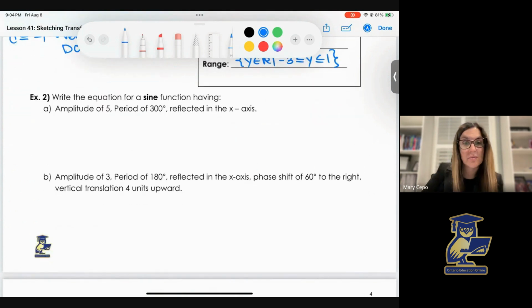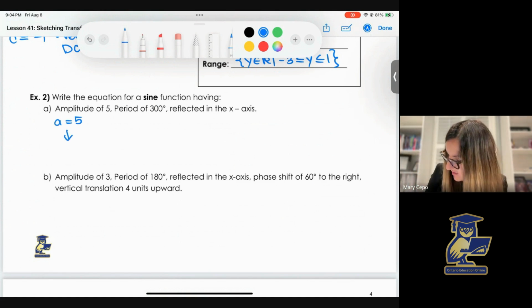Okay, looking at example 2, we have write the equation for a sine function having an amplitude of 5. So we know a is equal to 5. The period is equal to 300. And reflected into the x-axis. So if it's reflected into the x-axis, a becomes negative. So a is equal to -5.